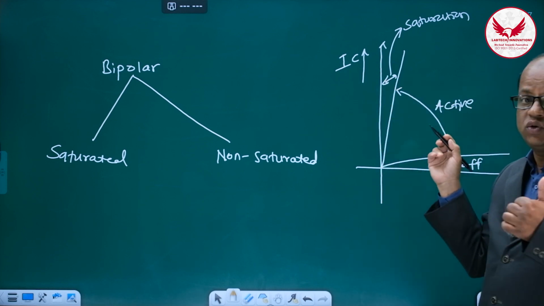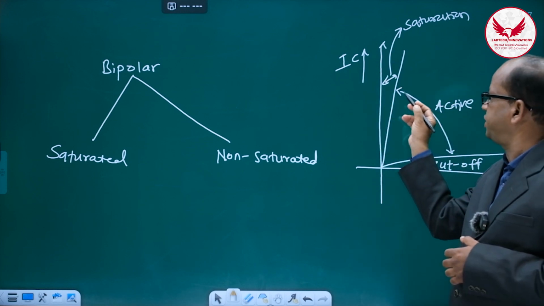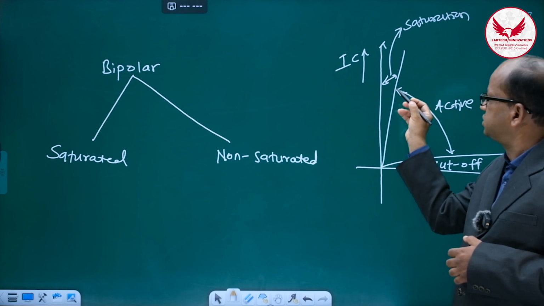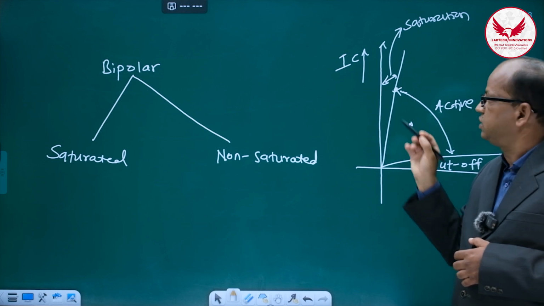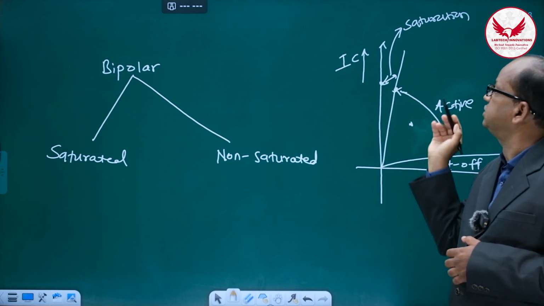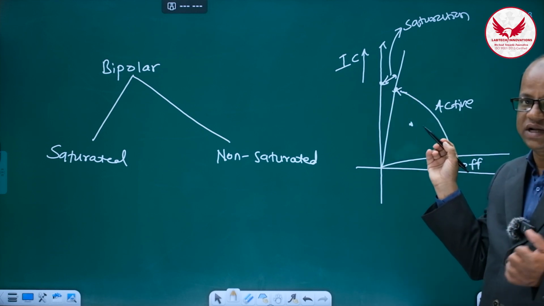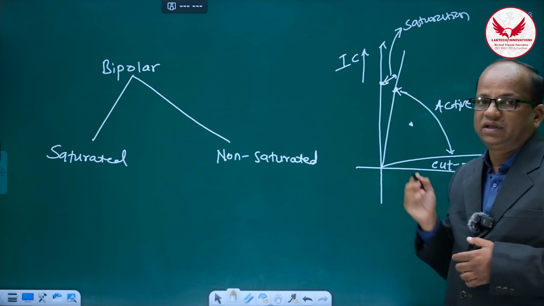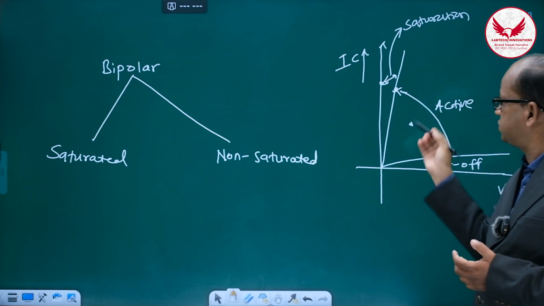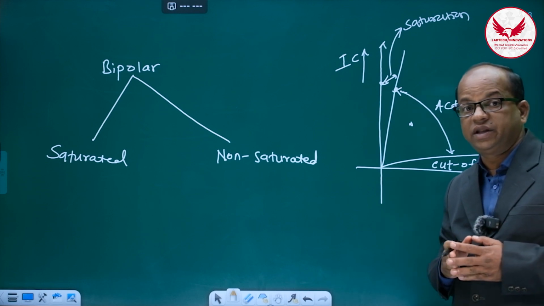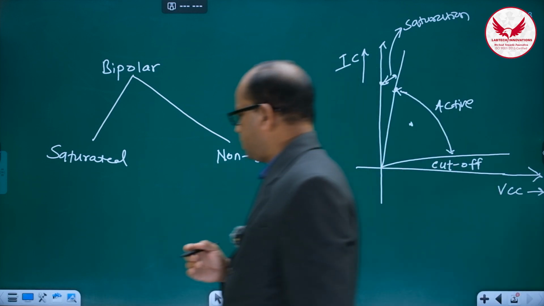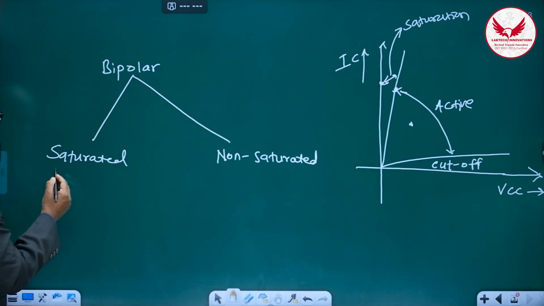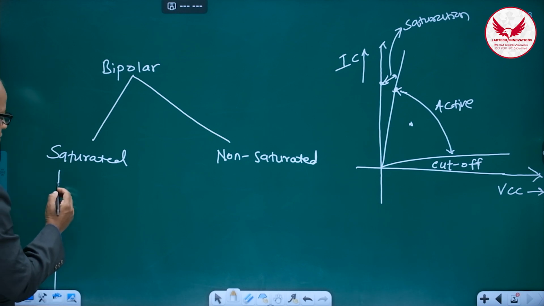The Q point of the transistor, the operating point, is somewhere here. That means it is not in deep saturation. If we fix the Q point of the transistor in deep saturation, then it is called saturated. Non-saturated means saturated but not in deep saturation. The operating point is adjusted, right? So bipolar is again divided into saturated and non-saturated. Saturated is divided into a number of types.